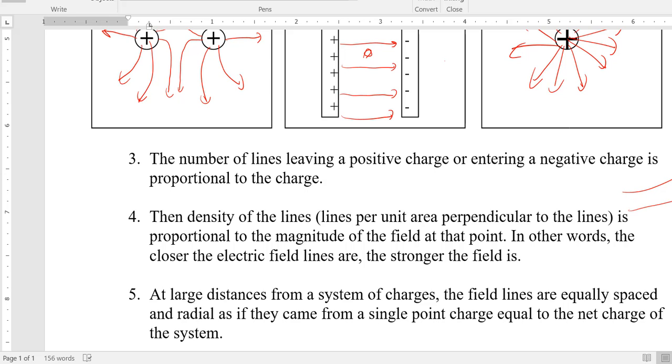Okay, so let's say here's a field, and I ask you, where is it stronger, A or B? Well, the field lines are closer together at A than they are at B. So the field at A would be stronger than the field at B. Okay, so you can tell how strong a field is by how close the field lines are to each other.